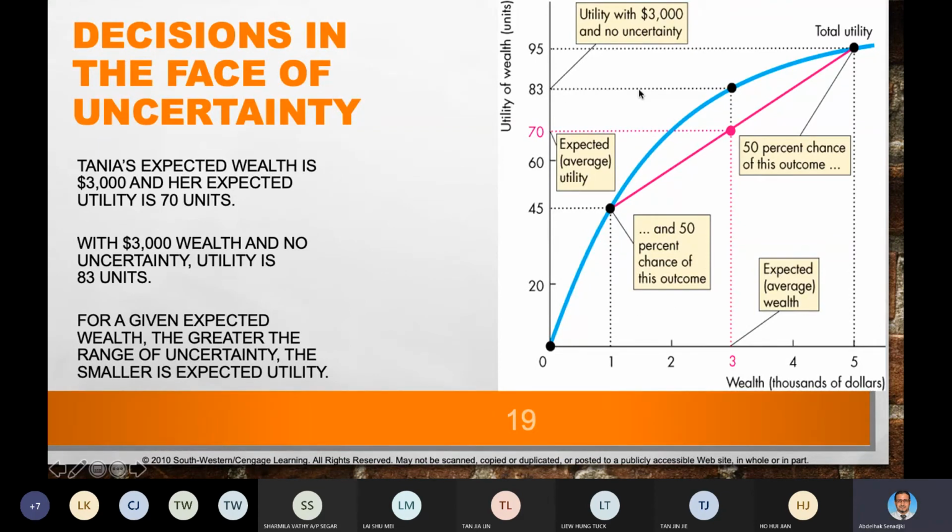So this is how Tina chooses: 83 here is the utility of 3,000 with no uncertainty, 70 is the expected average utility with uncertainty, and this is the 50% chance of this outcome, and here is the expected average wealth, and here is the 45 utility and 50% chance of this outcome.